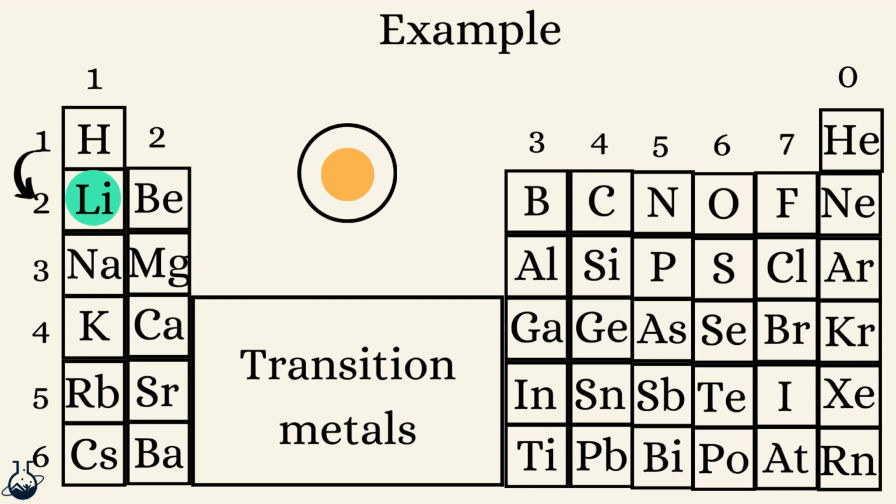Lithium is in period 2. So now I need 2 shells, and they should be filled using the 2-8-8 rule. More on this in my atomic structure video. Lithium is in group 1, so I add 1 electron to its valence shell.